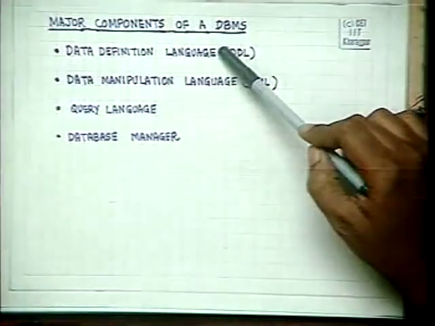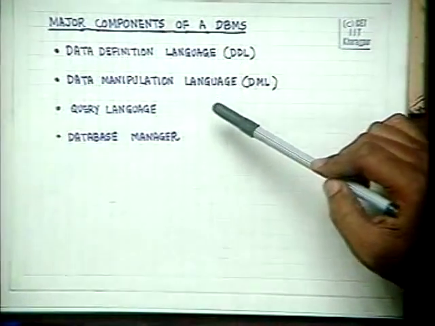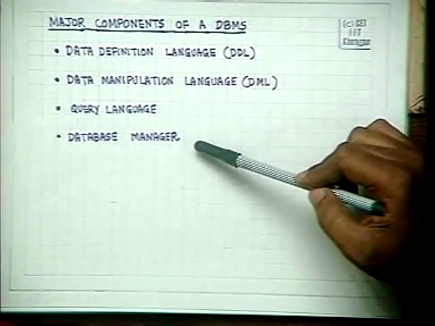And all this has to be done by a piece of software which accesses the file management system and takes care of all the issues which we saw earlier, the issue of security, the issues of concurrency, and other issues like backup, recovery from failure, checking of integrity constraints, and all these things will be done by the database manager.